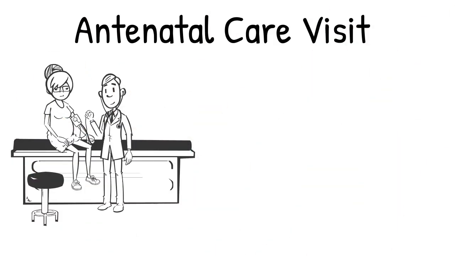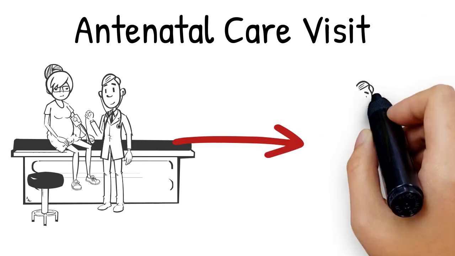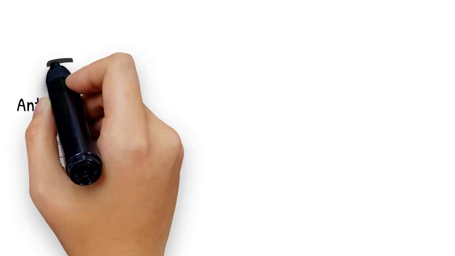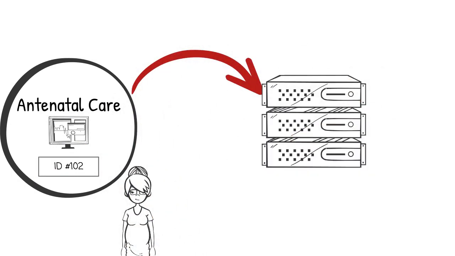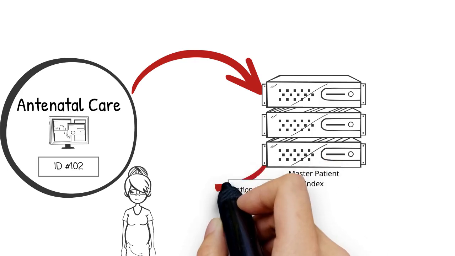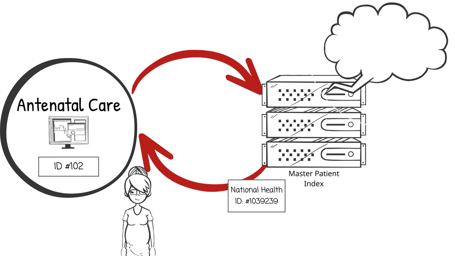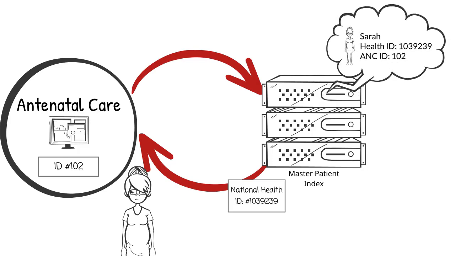So, let's say Sarah shows up for an antenatal care visit. Her physician would use their own software to enter Sarah's information. Inside the antenatal care software, it would still give Sarah a local antenatal care identifier. However, that software would now send her demographic information to a master patient index like the MedicCR. Here, the MedicCR would generate a unique identifier for Sarah and share it back with the antenatal care system for future reference. It would also link Sarah's local identifier with this newly generated unique identifier for Sarah.